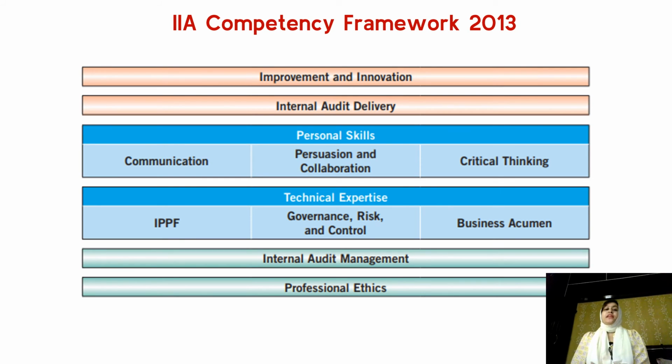Now comes the point, competency framework. The IIA developed a competency framework in 2013 and another version was released in 2020. So CA aspirants should know both of these frameworks. This is the framework for 2013, which starts with professional ethics, which is the baseline of everything. The IIA has a code of ethics where the principles are integrity, objectivity, confidentiality, and competency. So internal auditors need to abide by this guidance to promote and uphold an ethical culture within the profession and the organization.